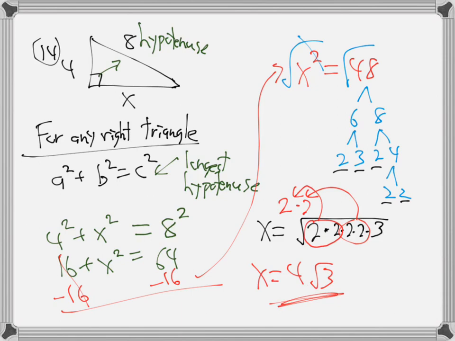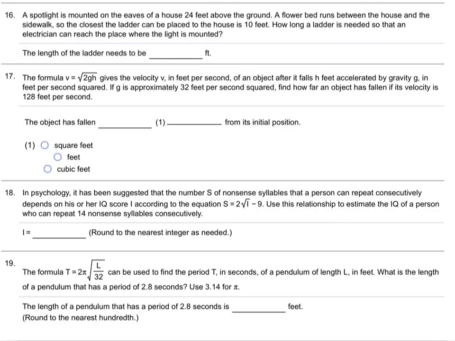So hold on. We still have 4 good minutes, my clock says. I want right triangles. So just know as you begin to read these words, it's a right triangle. Here we go. A spotlight is mounted on the eaves of a house 24 feet above the ground. A flower bed runs between the house and the sidewalk, so the closest the ladder can be placed to the house is 10 feet. How long a ladder is needed so that an electrician can reach the place where the light is mounted?